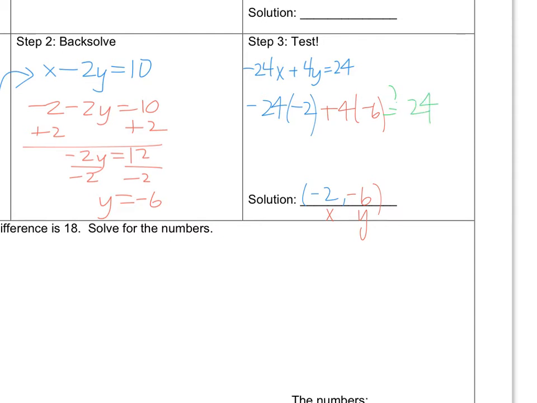And so if I simplify left to right, I get positive 48. I get negative 24. And I want to see, does that equal 24? And indeed, if I combine those terms, I get 24 equals 24. So I know I've solved the system correctly.